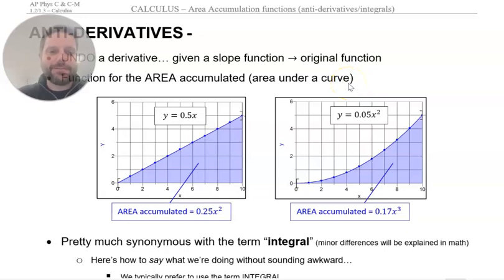All right, welcome. We're going to go through antiderivatives today. And so this is going to be part two of our calculus preview. The first one was on derivatives.